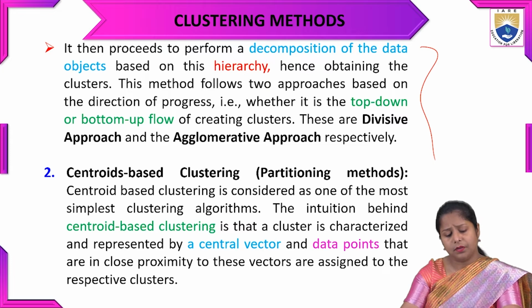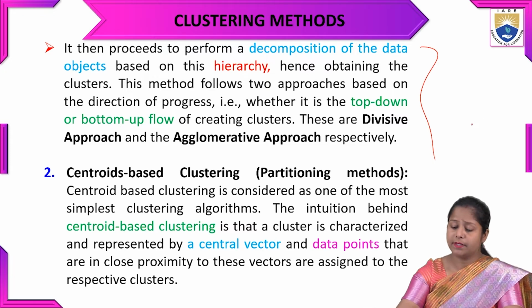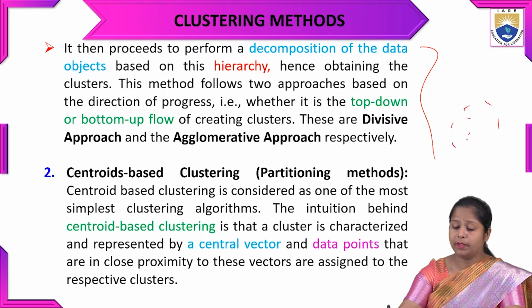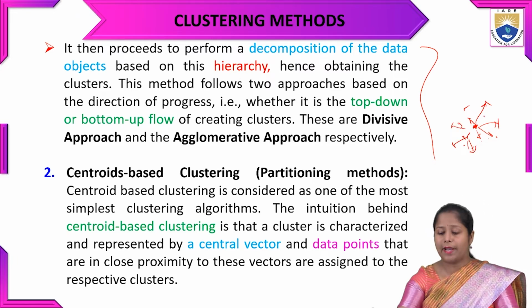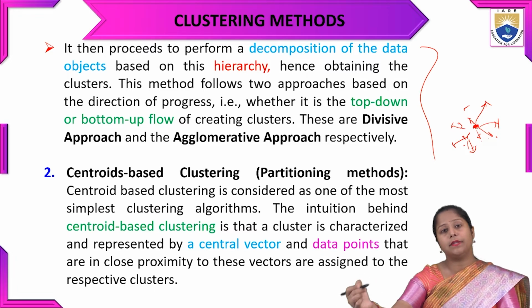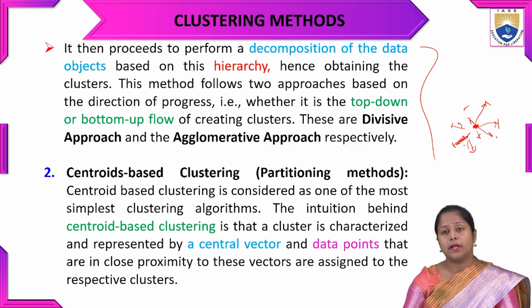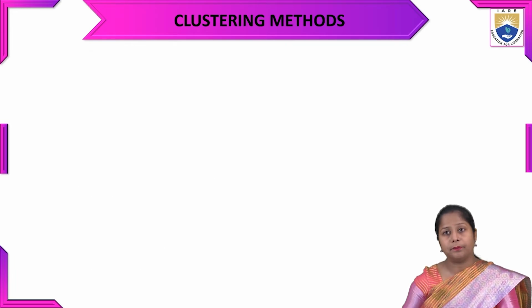So there will be some centroid that will be nearest to the points. There will be some centroid value, center value. On the basis of that, each distance for clustering, the model is going to follow. So there will be the central vector, and on the basis of that vector and other points, the proximity will be calculated. So that will come in the partitioning method.